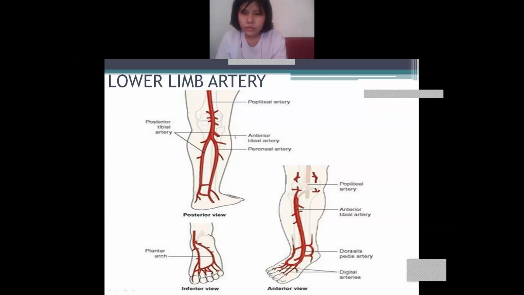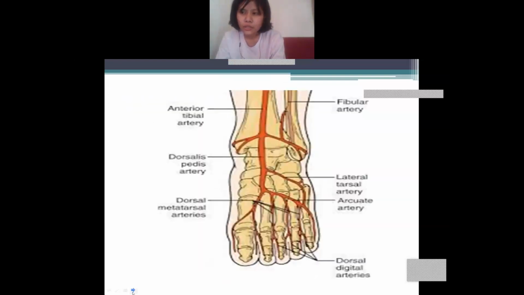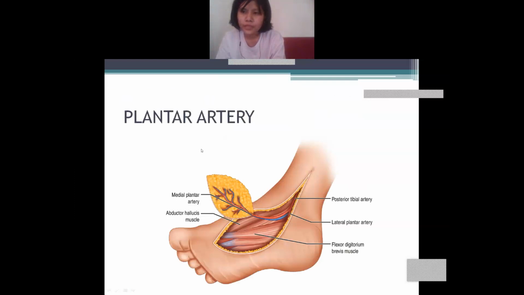So now let us discuss the inferior side, meaning the downside. In the downside, what is the name of the artery that you will find? The plantar artery. All these portions are the plantar artery. It is the sole of the foot. Suppose this is your foot. This is the upside portion, this is the downside portion. The downside portion is known as the sole.